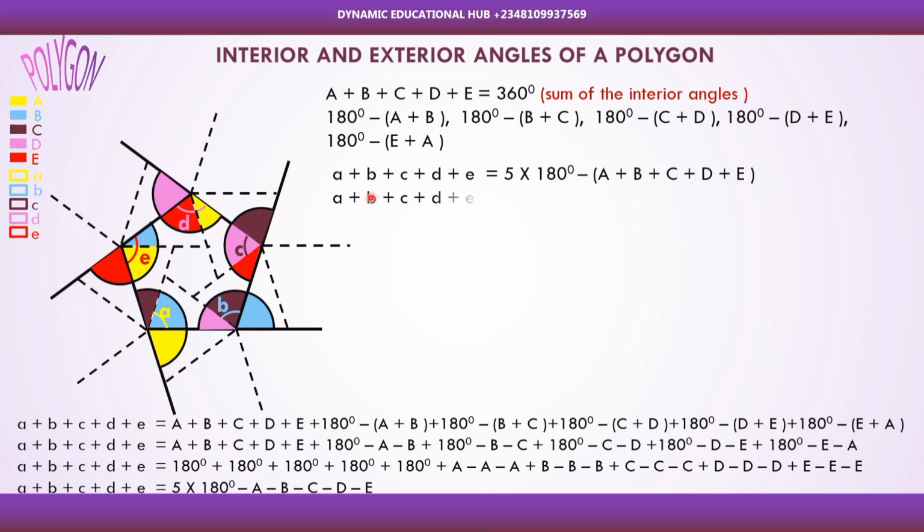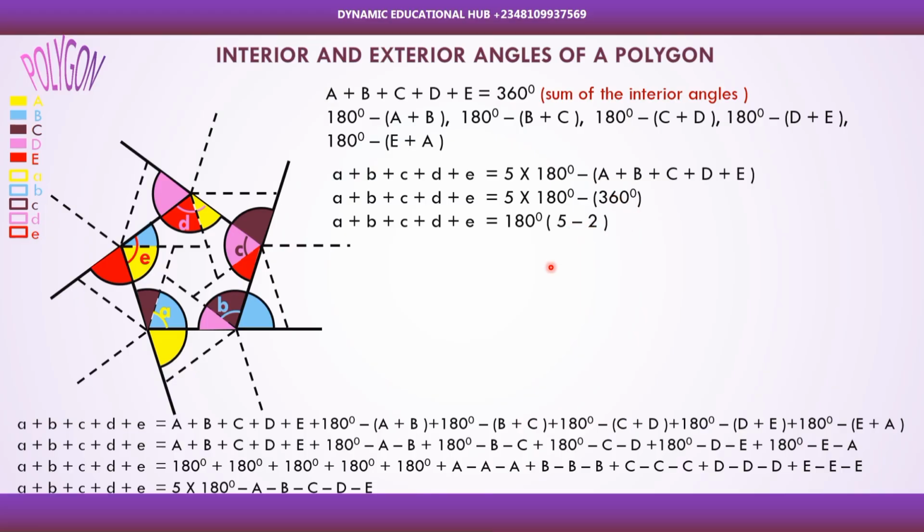So you have A plus B plus C plus D plus E is equal to 5 multiplied by 180 degrees minus 360 degrees, sum of the exterior angles. Now let's factorize, bringing out your 180 degrees. So we have 180 degrees. You divide this one by 180 degrees, you are left with 5. 360 divided by 180, you are left with 2. So you have minus 2 here.